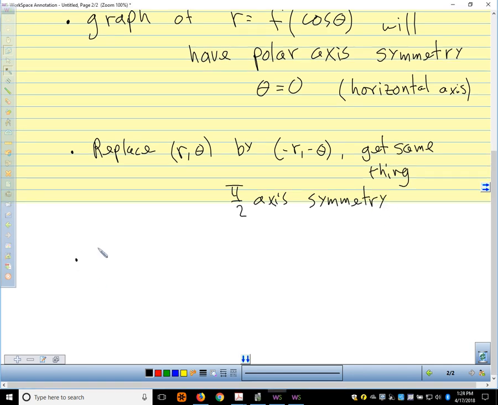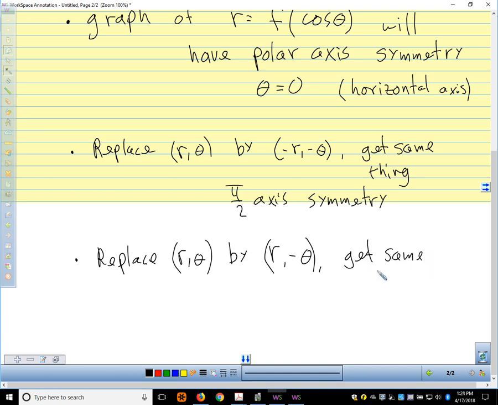If we replace r, theta by r, negative theta, do some simplification, and we get the same thing. We are going to have polar axis symmetry.